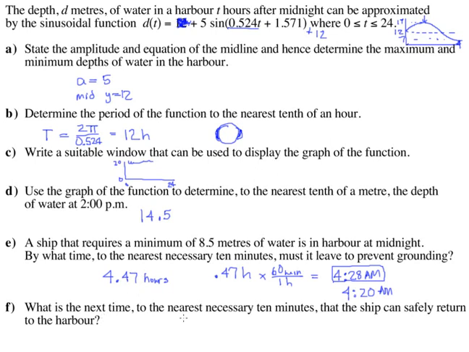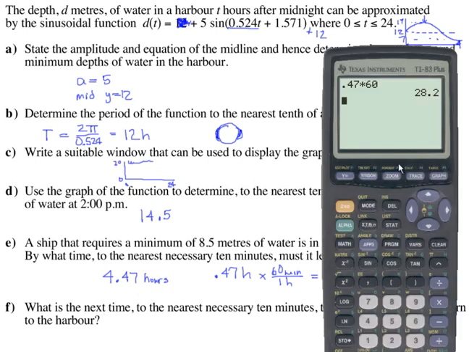And what is the next time to the nearest necessary 10 minutes that the ship can return to the harbor? Coming back to our graph, the ship has to be gone here, but it only has to be gone for this little bit of time, and then the water gets back to 8.5 meters deep, and it's nice and deep for over lunchtime and well into the afternoon. So right here is when the ship can come back in. Where's that? Second trace, intersect, enter, enter. Just move your guess over to the intersection point you want. Turns out that one's 7.51 hours.